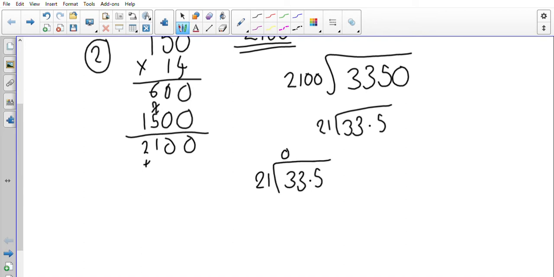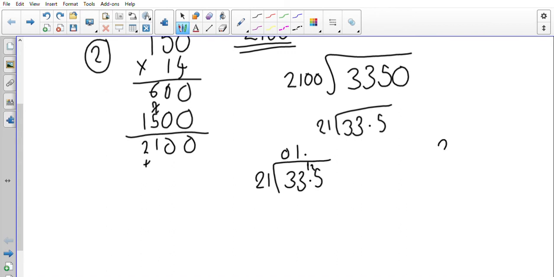there's going to be no groups of 21 in 3, unsurprisingly. There's going to be one group of 21 in 33, and that's going to give me a remainder to carry over to my decimal point of 21 to 33. It's going to give me a remainder of 12. Yeah, so now I'm looking at how many 21s I can make out of 125 in this case.